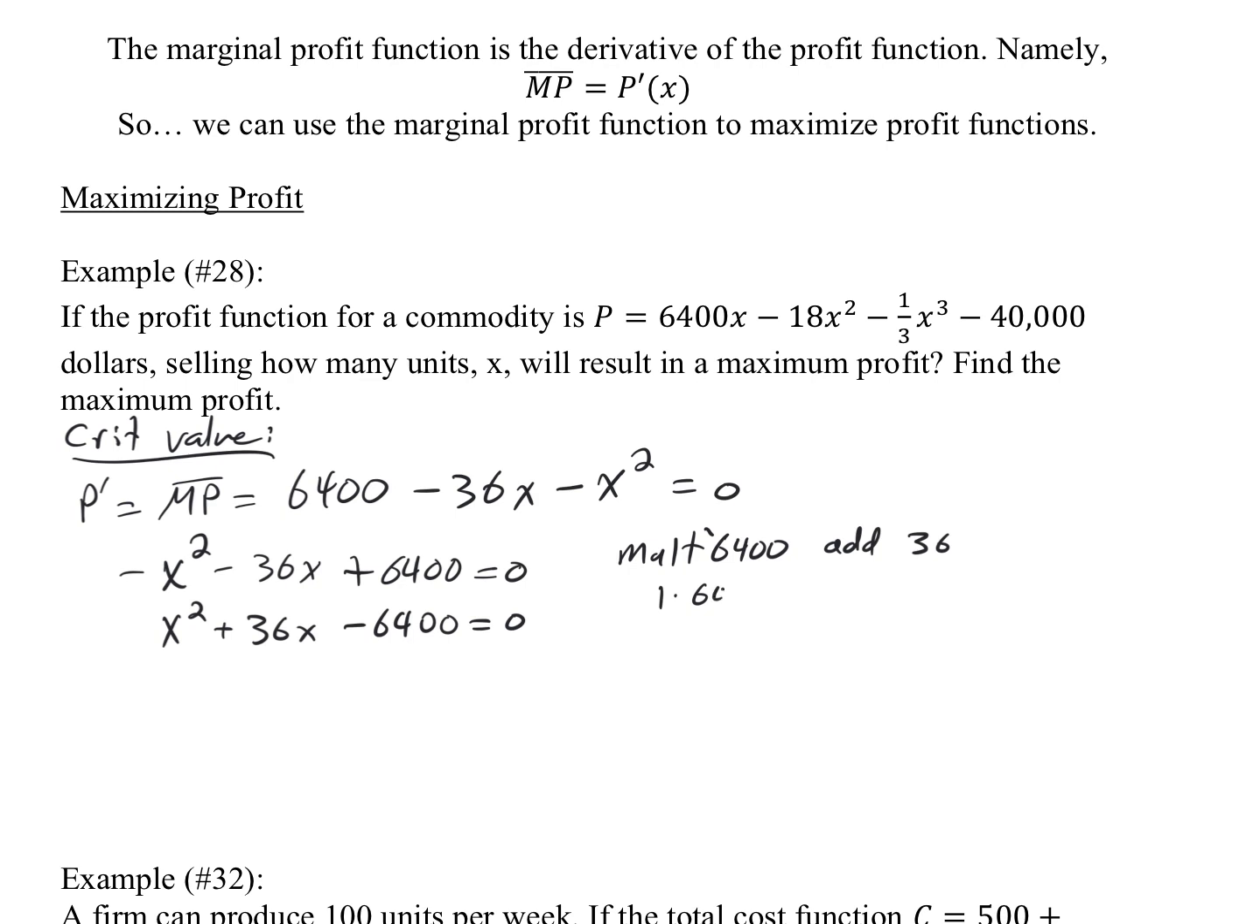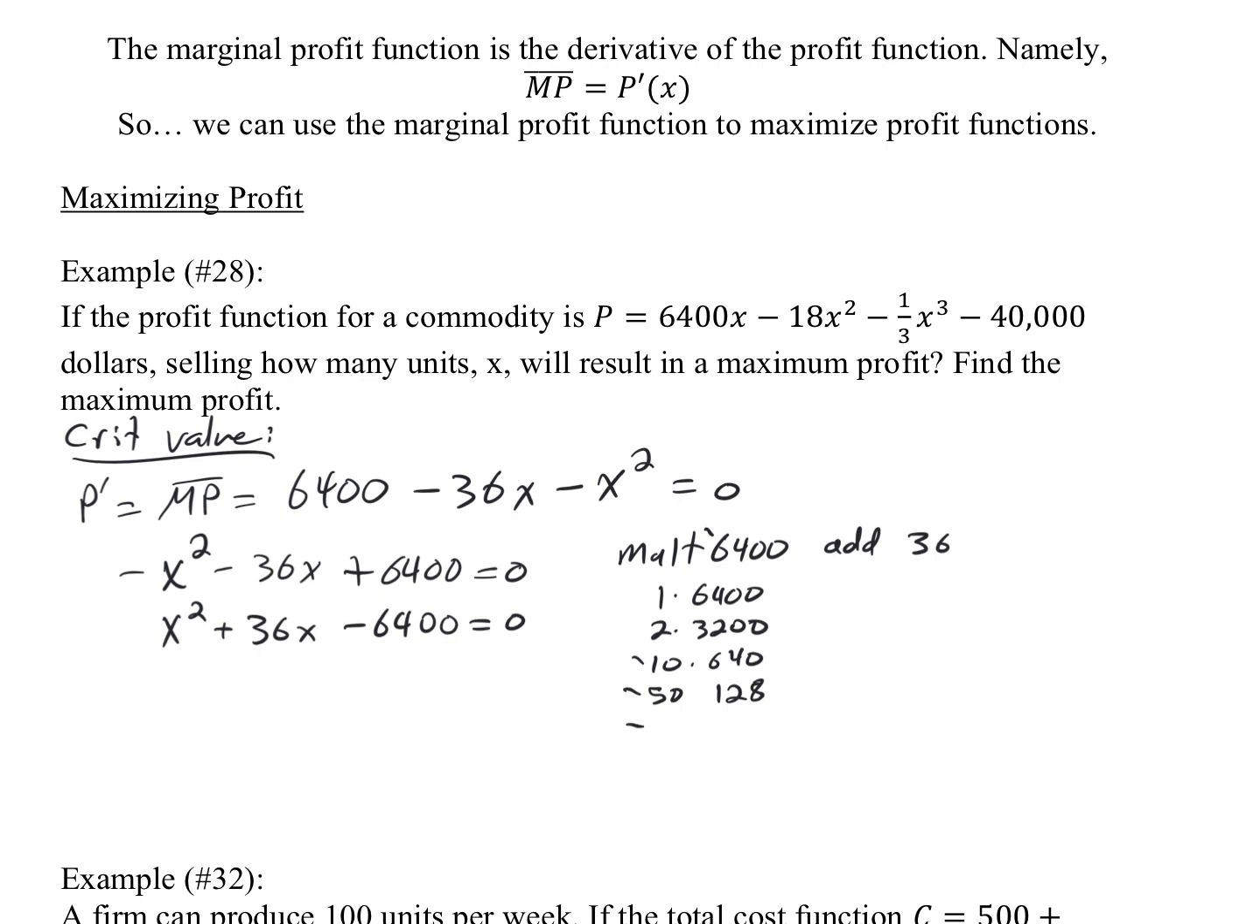1 times 6,400, 2 times 3,200. I'm going to jump up to 10 times 640. Keep in mind, one of these two numbers will be negative, so if the 10 was negative, it's still not adding to the number I want yet. So let me jump higher. Let me try 50. Not quite.